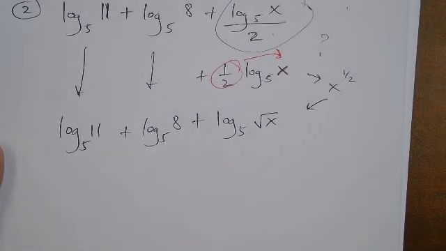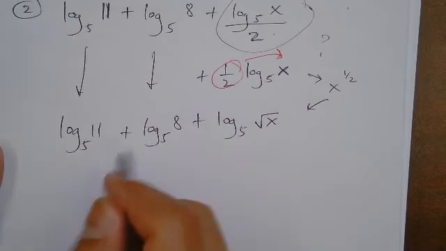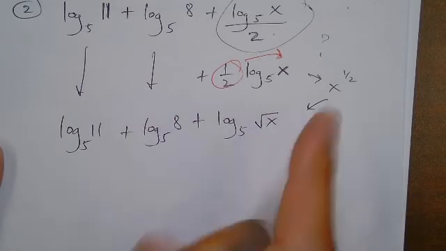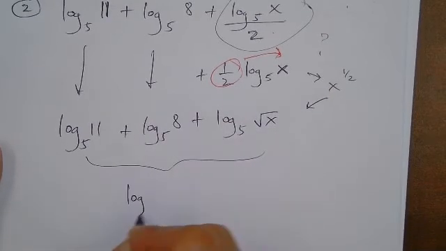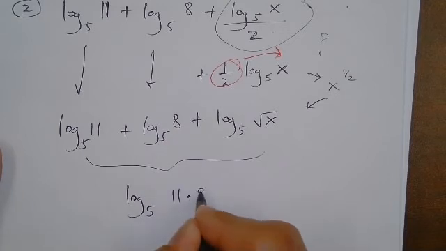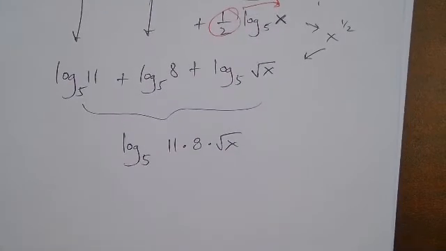Oh, wait a minute. Wait. Oh, no, that's right. And when I now bring this all together, right, these don't have powers. When I bring all this together, isn't it going to be a single logarithm? We're condensing it and bringing it down to a single logarithm. Isn't it going to be log 5? And isn't it going to be 11 times 8 times root x, like that?